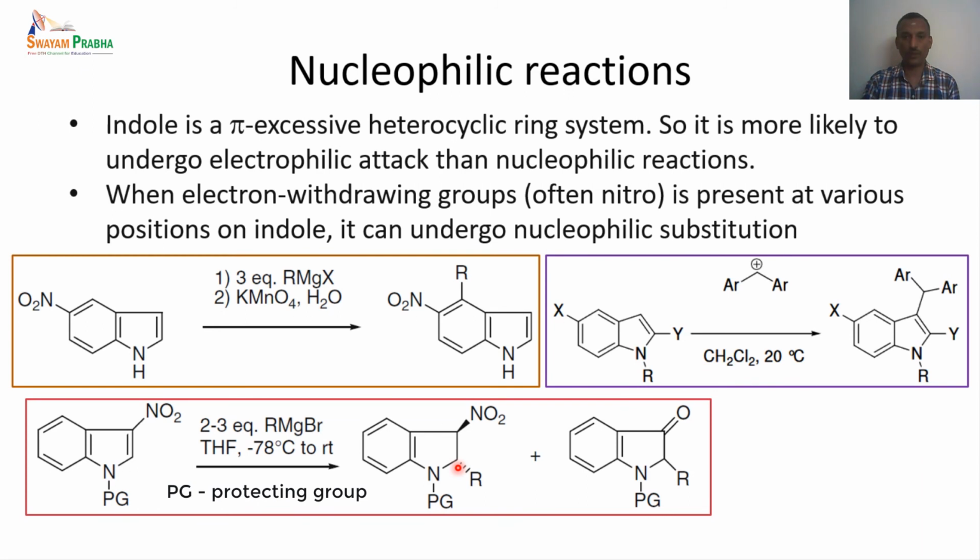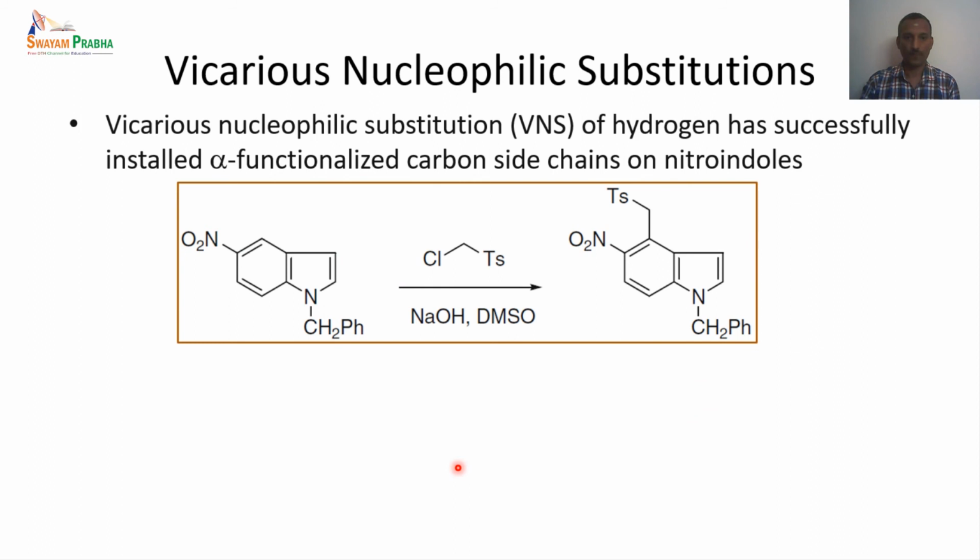So these are some other examples of nucleophilic reactions. Then we have the vicarious nucleophilic substitution. The vicarious nucleophilic substitution of hydrogen has successfully installed the alpha functionalized carbon side chains on the nitro indole. So when we have the nitro indole, this particular carbon undergoes vicarious nucleophilic substitution. The chlorine is basically lost, and this CH2Ts tosyl group is added to the aromatic ring.